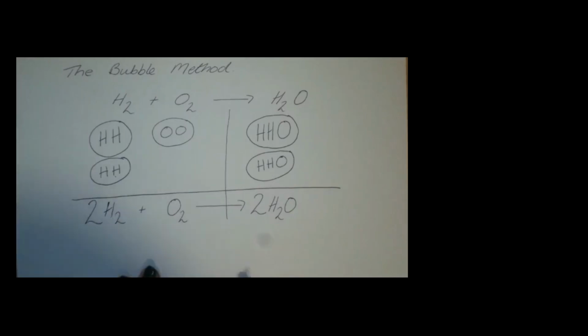This is why it's important to write these equations down and handwrite them, because your 2's here are different sizes, and that's really difficult to do on a computer. So this is one of the reasons why I want you to handwrite this piece of work. So that's the bubble method on one of the examples there.